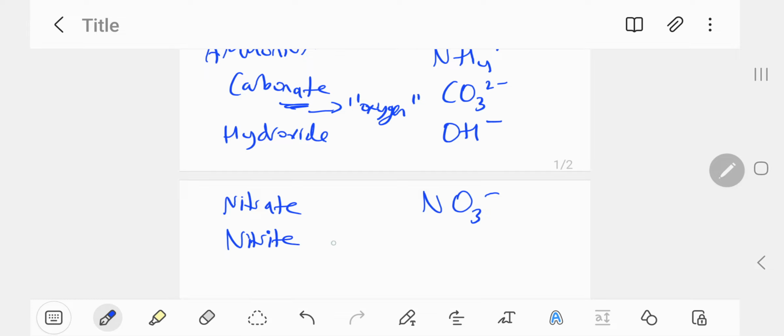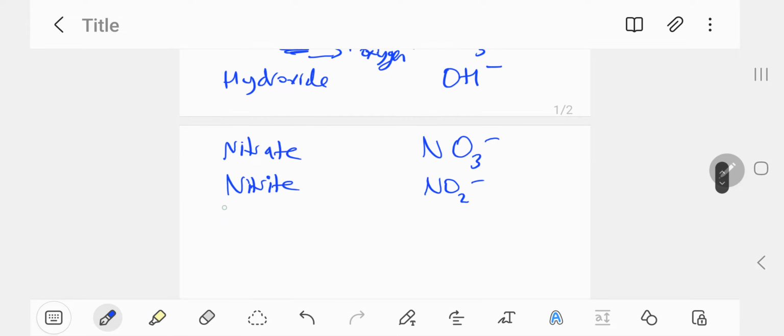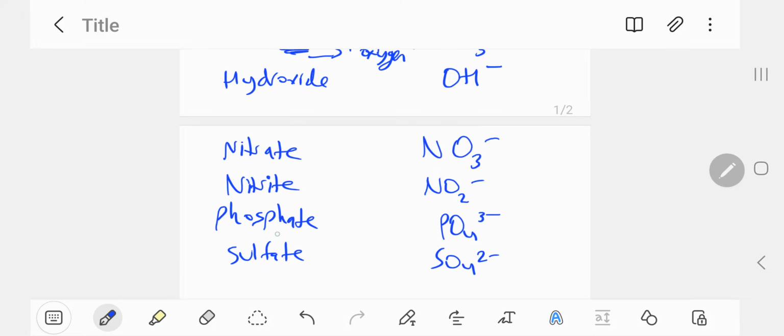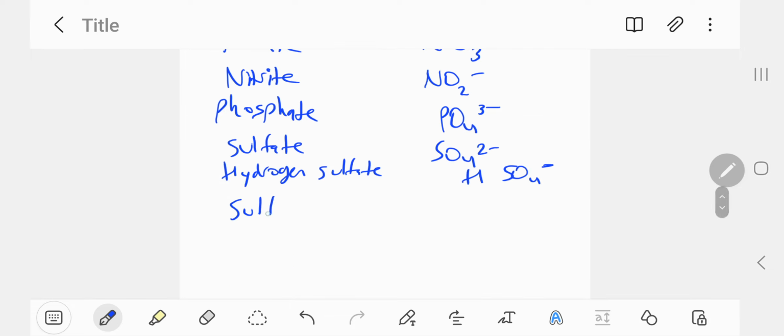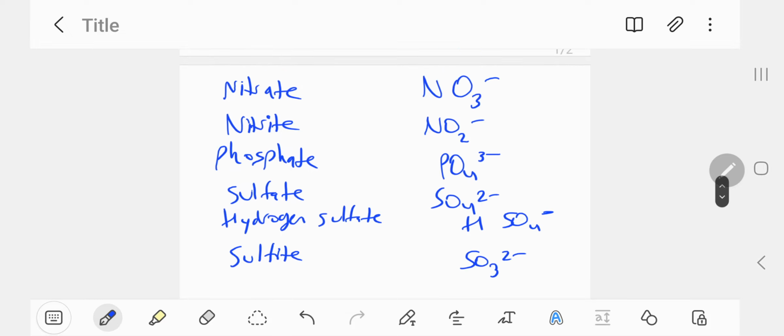You've got nitrite, NO2-. You've got phosphate, PO4 3-. Sulfate, SO4 2-. Hydrogen sulfate, which is the same thing, but it's got hydrogen at the front, so it's HSO4-. And you've got sulfite. That's SO3 2-. So there's 9 common polyatomic ions you need to know.